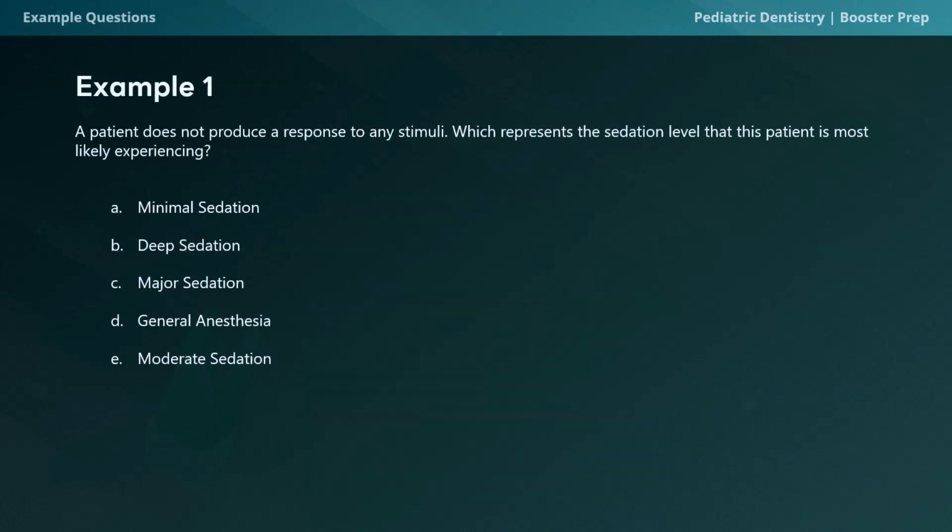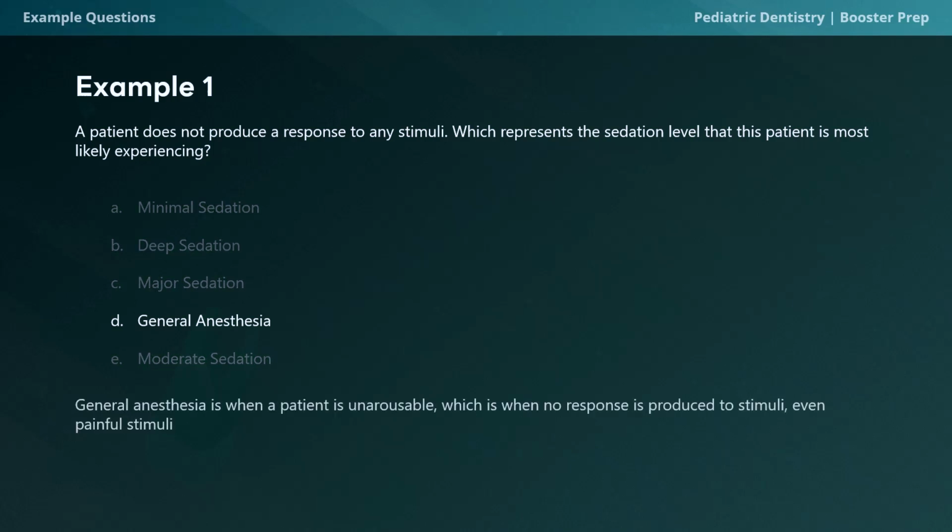So let's jump into some questions. Example one: a patient does not produce a response to any stimuli, which represents the sedation level that this patient is likely experiencing. Take a moment to pause and think about this question. The correct answer to this question would be option D, general anesthesia. General anesthesia is when a patient is unarousable, when no response is produced to stimuli, even if that stimuli is painful.